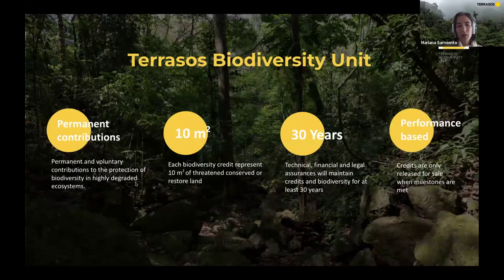So summarizing what that is, it's a permanent contribution. It's 10 square meters, 30 years, and it's performance-based. The TEBUs that are out there for sale right now, for example, are TEBUs that already represent ecological outcomes that have been achieved. And now I'm going to explain a little bit how that works.